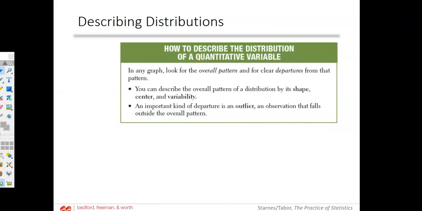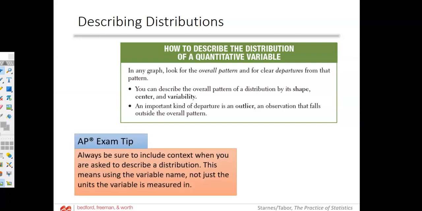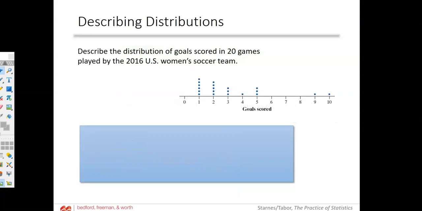Okay, so you can describe by shape, center, and variability. And it's helpful also to talk about outliers here. Always include context when you talk about this, like you're talking about number of goals scored, or males or females, or whatever it is. So let's try one here. Describing the distribution of goals scored in 20 games. In this case, how would you describe the shape?